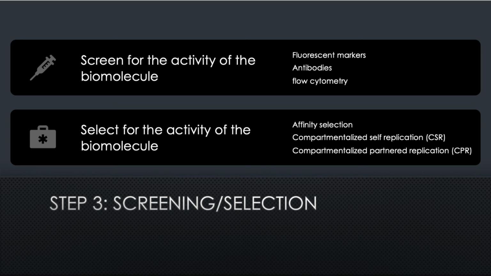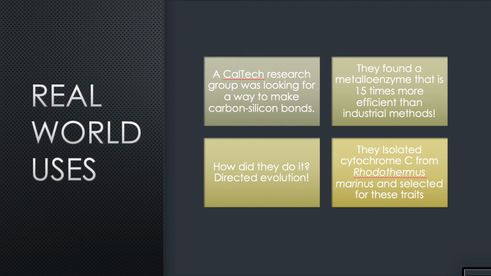Affinity selection recognizes cells that bind to a specific target. CSR selects for DNA and RNA polymerase activity, while CPR selects more for Taq polymerase activity. This process is repeated over and over until our desired function is achieved, if it ever does get achieved. In the real world, this process has proven to be useful.